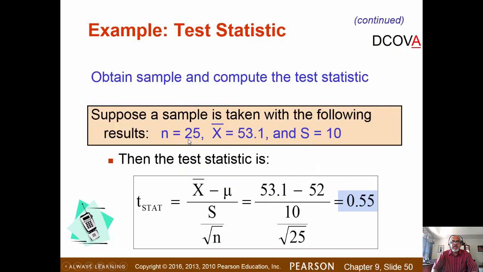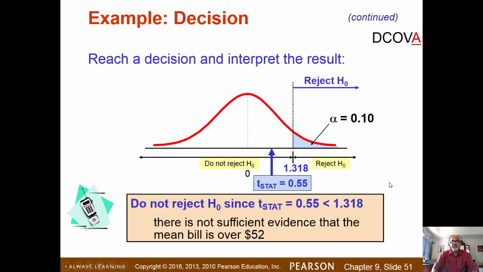So if the sample gave us an x bar of 53.1, then 53.1 minus 52 over s over square root of n gives you 0.55, and the 0.55 is less than the critical value, so it is not in the rejection region. So we cannot reject the null hypothesis.